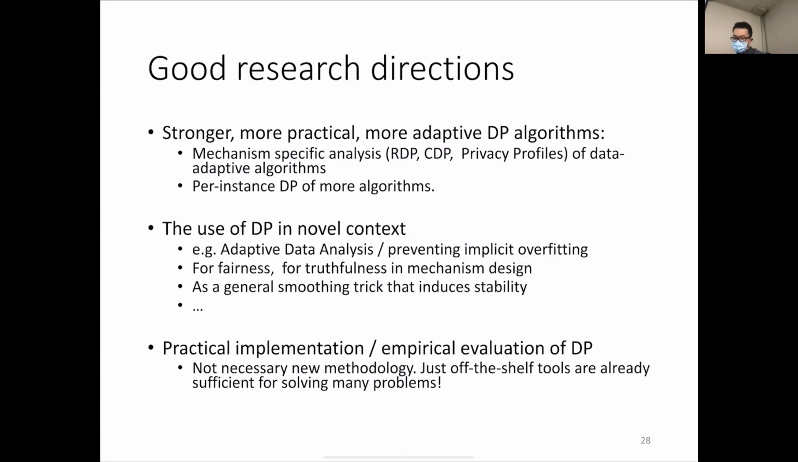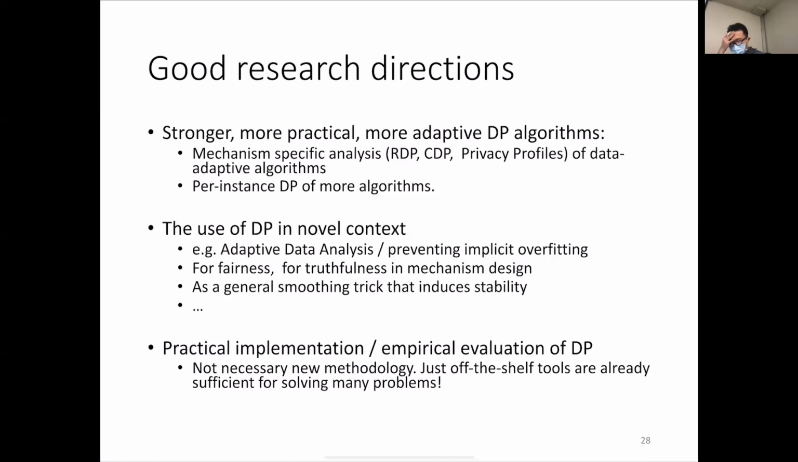So DP could also be used as a general smoothing trick that induces stability, that allows learning in contexts where the standard techniques like uniform convergence fail, right? So there are many novel usages of differential privacy and the related ideas, and I hope this course has covered all the elements for you to consider and think about, and it gives you an entry point to any of these subsequent areas that build on top of differential privacy.